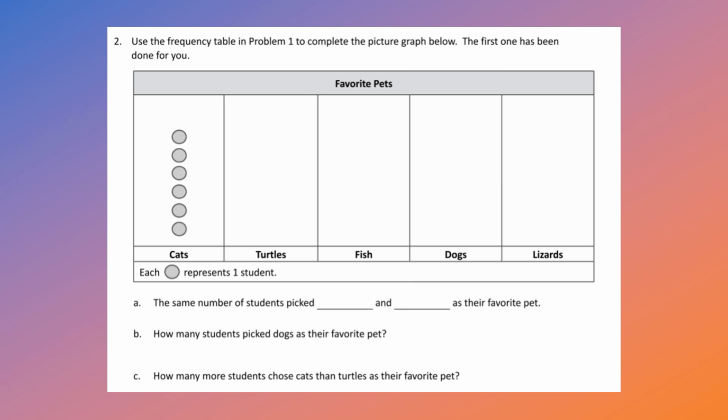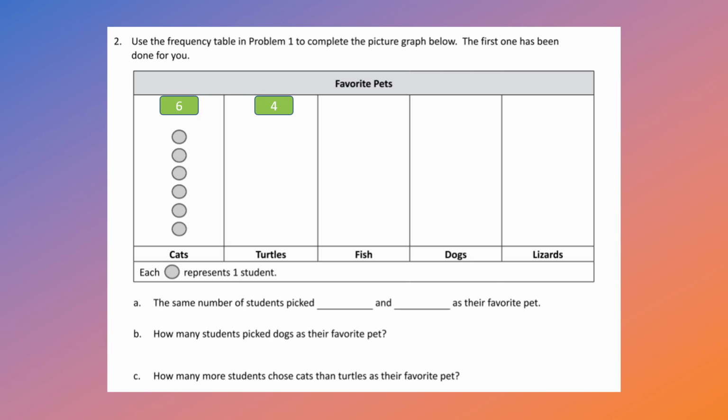I always want you to make sure you look at the key, and the key is what tells you what these circles or the pictures represent, because this is a picture graph. Sometimes you might see pictograph, okay? And pictographs are graphs with pictures that represent numbers. So for this one, the key says each circle represents one student. And for cats, I see 6 circles. So that means that obviously there are 6 cats, all right? 6 students pick cats.